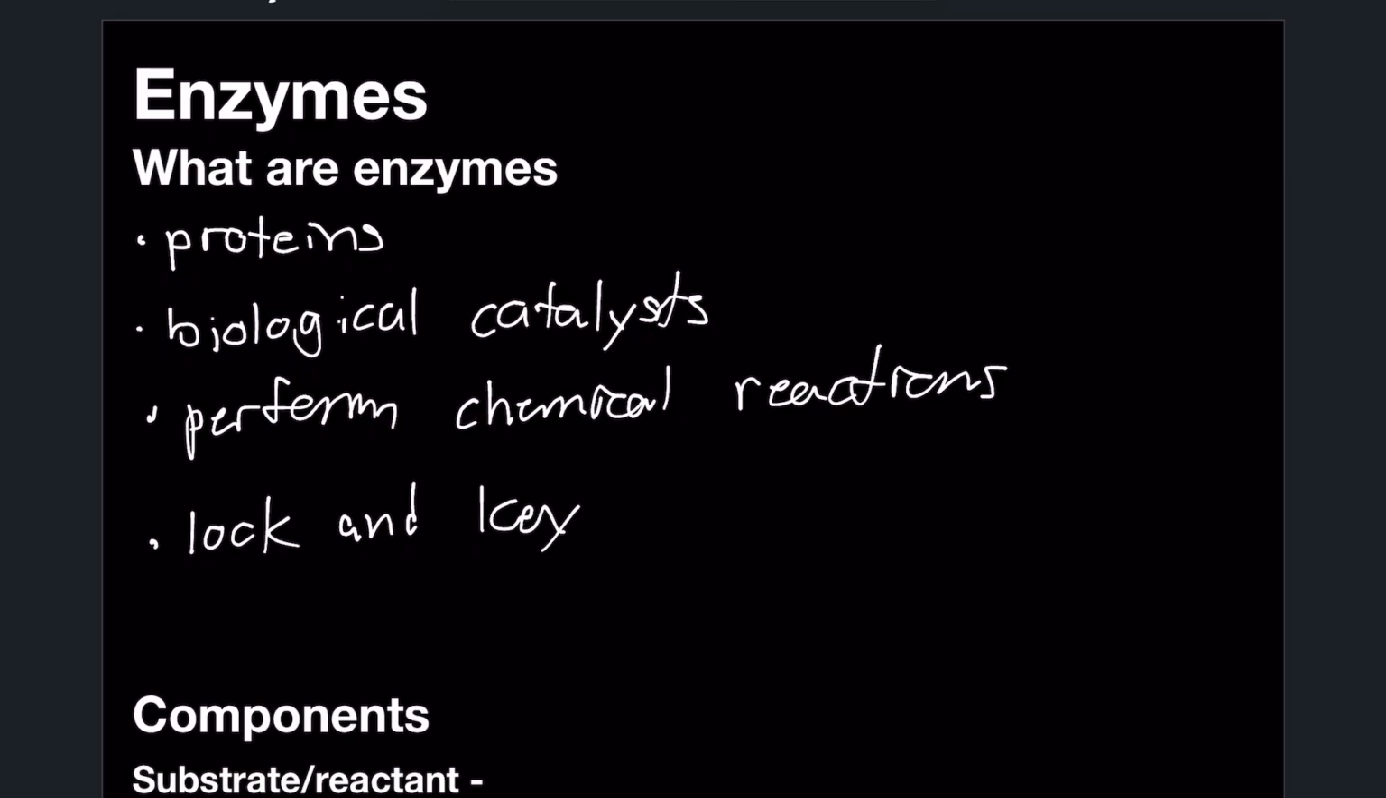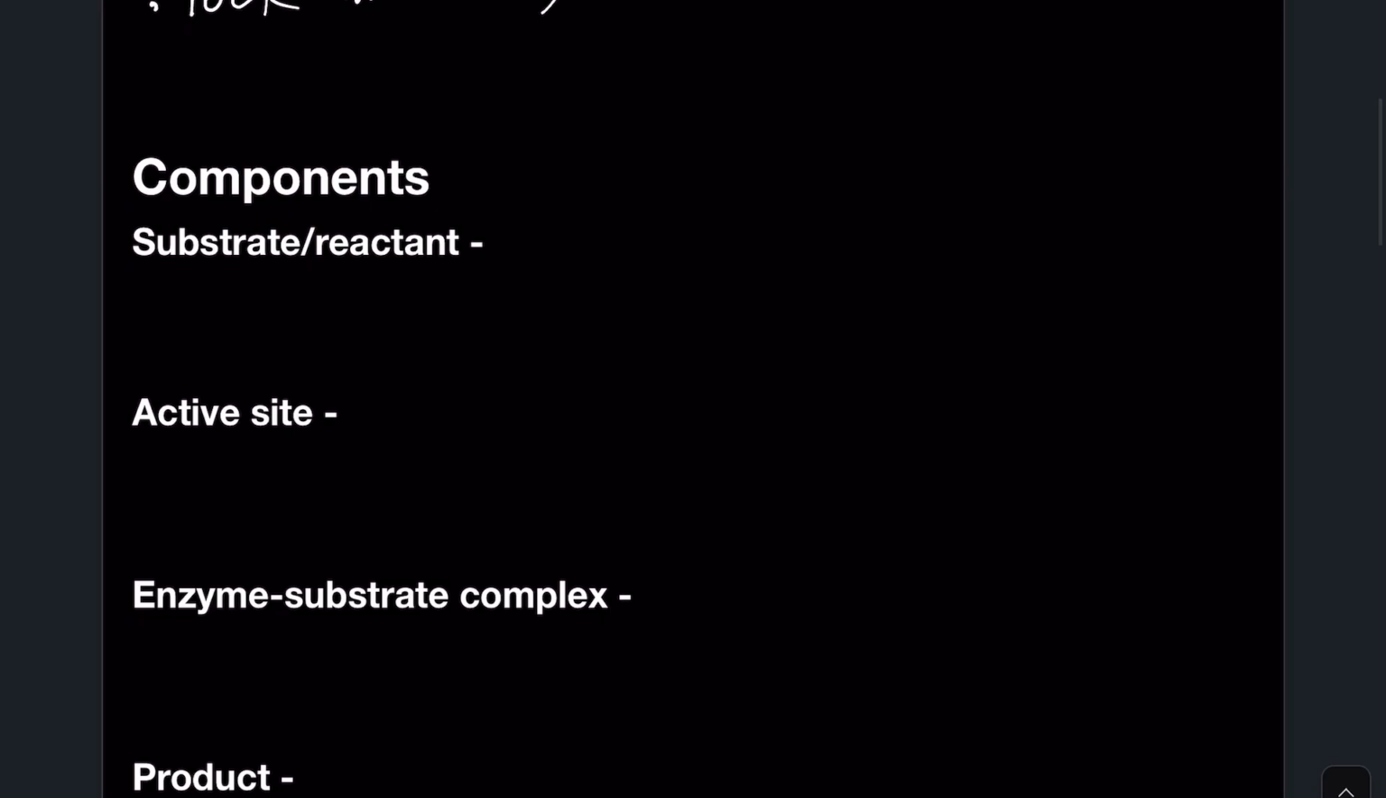So now we have the components of enzymes and the substrates that bind to them. First we have what is a substrate, also called a reactant. So the substrate is what the enzyme binds with at the start of the reaction. The reactant, or substrate, is really what you start with before the enzyme does anything.